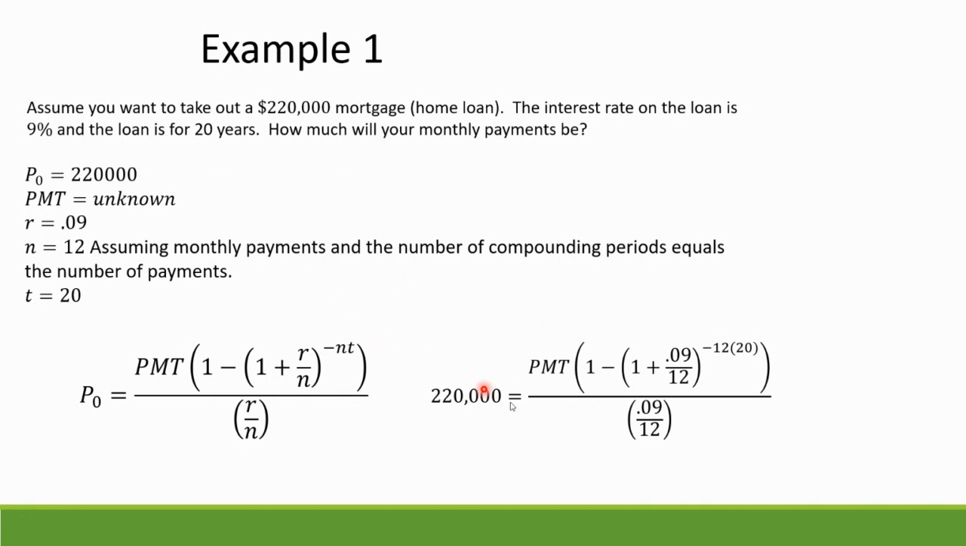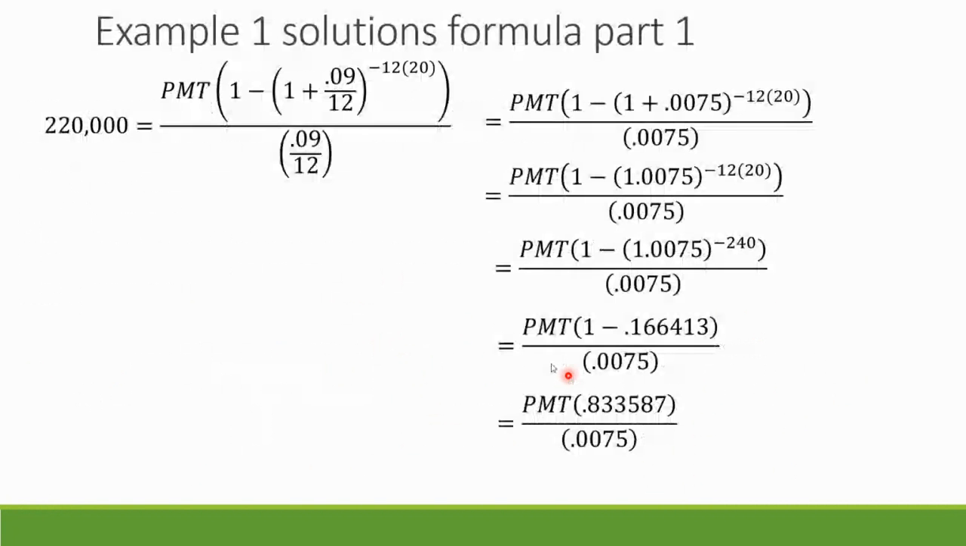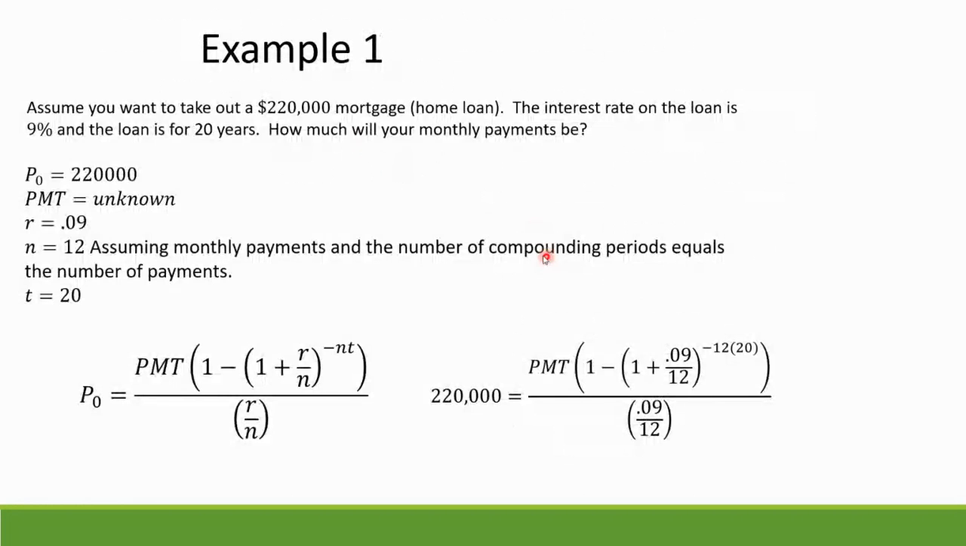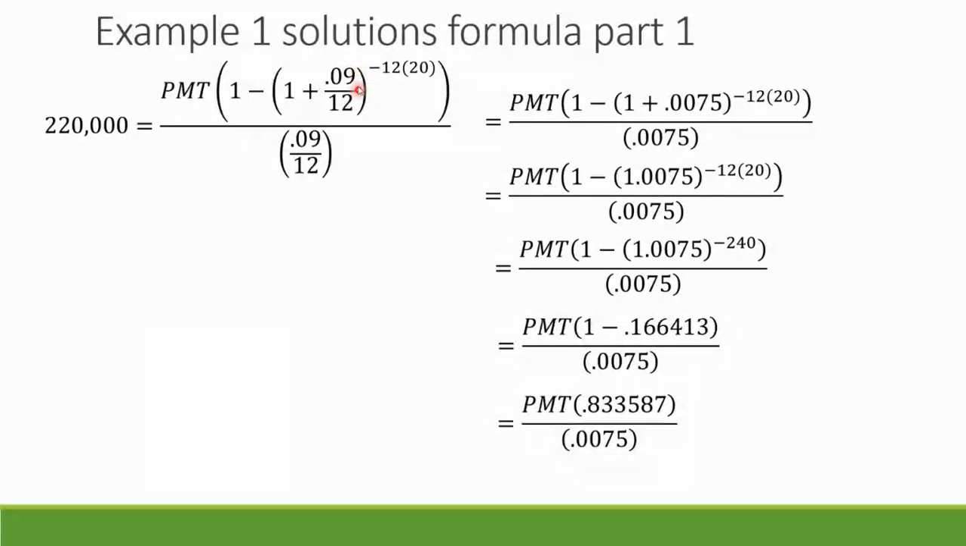So now we have to calculate this. We have to figure out what PMT is. That's what we have to figure out. Okay, so now we plugged it in, and now we have to do some calculations. Well, 0.09 over 12. We want to work with the numerator and denominator separately. So for the denominator, that's pretty easy. You just divide. You get 0.0075.